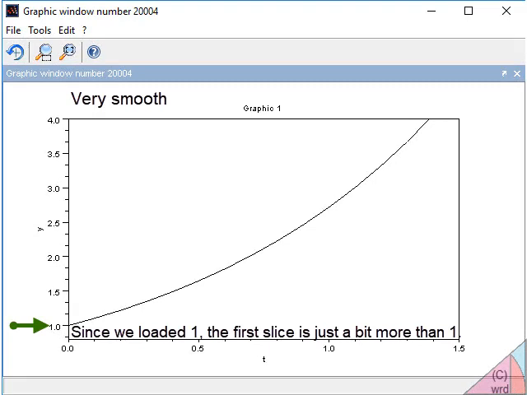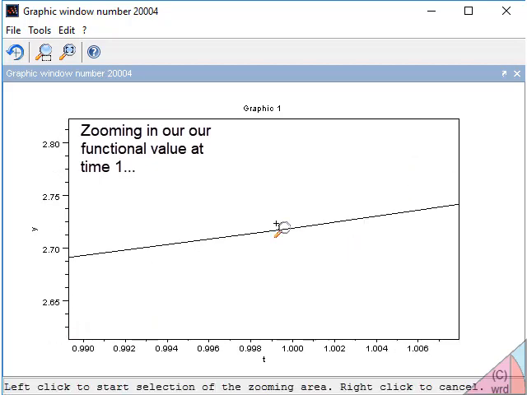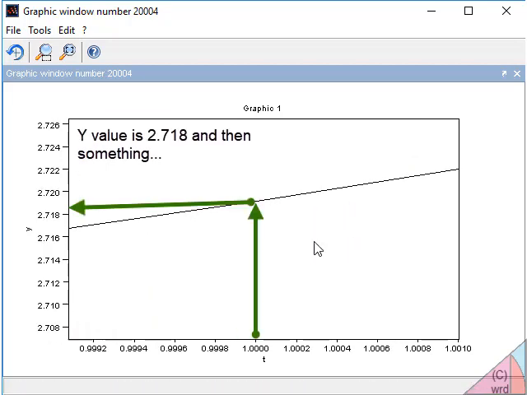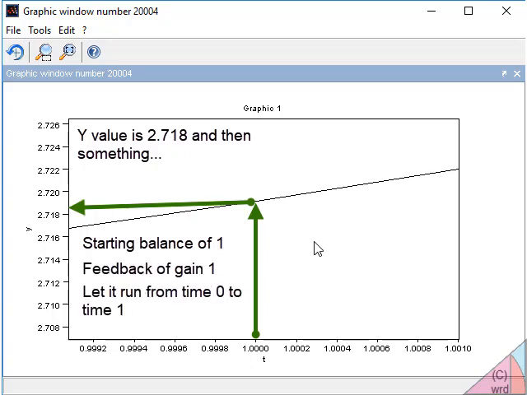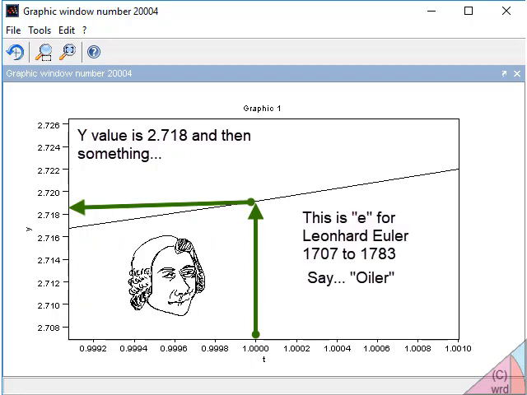We get a nice, gently increasing curve starting with a value of 1 at time 0. There is no deposit or withdrawal lumpiness to it. What do we have at time 1? Looks like 2.71. Must be important. We started with a balance of 1. Our feedback gain was 1. We let the model run through one time period. At time 1 we got this odd number. This is e, one of nature's coolest numbers.